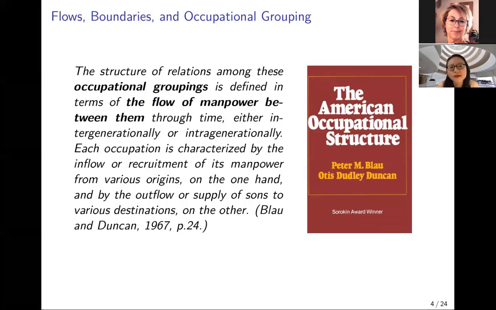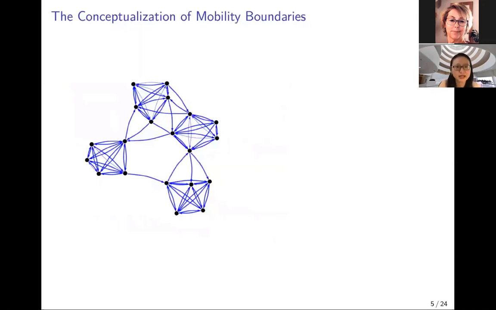So this also reminds us of a fundamental duality: connections between occupational grouping, which is basically finding the boundaries that cluster occupations on the one hand, and on the other hand, the flow of workers between occupations. These two concepts are fundamentally connected in the structure. And this is a more visual conceptualization of what we mean by mobility boundaries or mobility clusters.